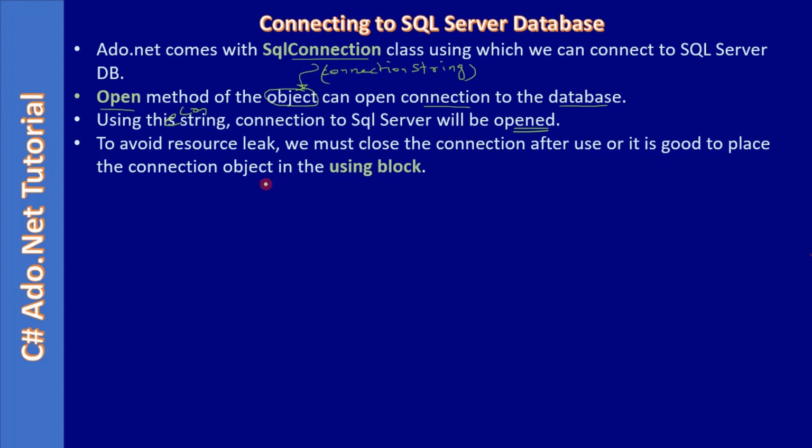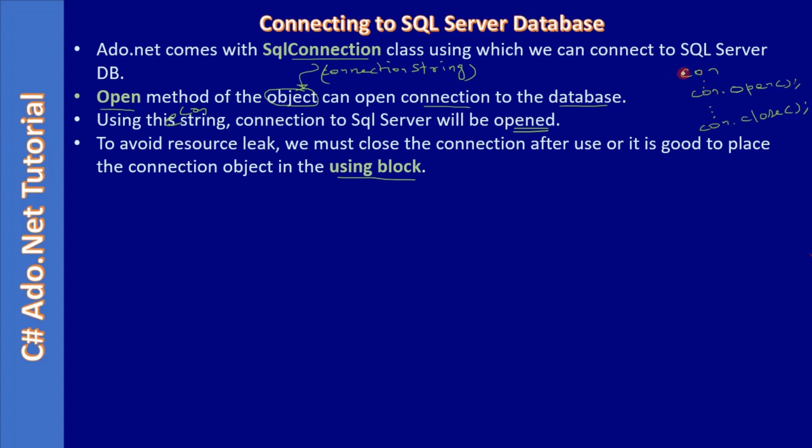To avoid resource leak, we must close the connection after use. And it is good to place the connection object in the using block. Say for example here SqlConnection, and let's state that the instance name is con, and your code flows like this. Then you will make a call to connection.open. So this will establish connection to SQL Server. Then you will do some task. After that, you have to close the connection. So this will avoid the resource leak.